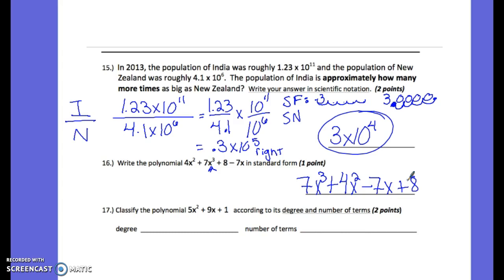Classify the polynomial according to its degree and number of terms. The highest degree is 2. So a 2 is a quadratic. The number of terms, there's 1, 2, 3 terms, so it's a trinomial.